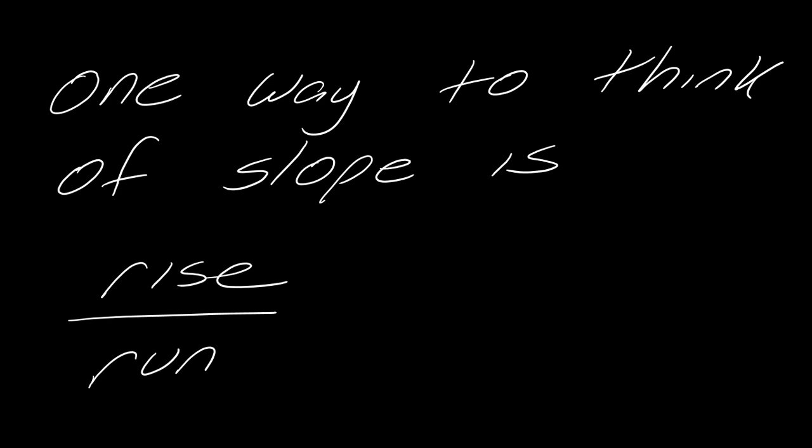Now, one last thing I want to mention about slope before we get into some examples is that we think of slope as rise over run. So this is one way that you can help determine the slope of a line. So let's look at an example.